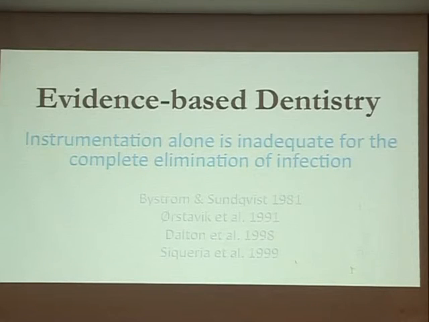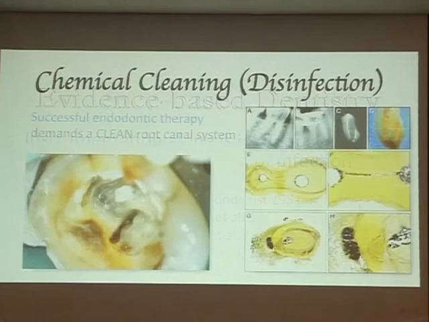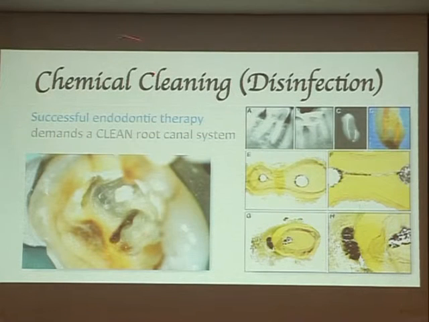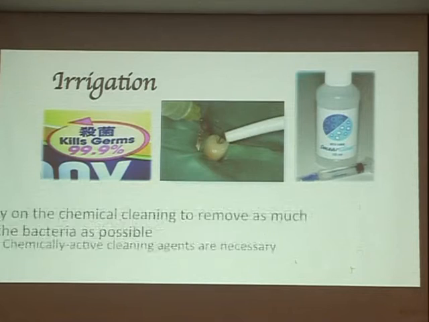Irrigations. Our files, our instrumentation cannot kill microorganisms. We can only physically or mechanically remove them. We have to rely on our chemical cleaning. Okay? We need a chemical cleaning to achieve the success. For example, between two canals, a lot of debris. Okay, we call it the isthmus area. We have pulp tissue that's not accessible by the files. So you need a chemical agent to do the job for you. Okay, what can we use?